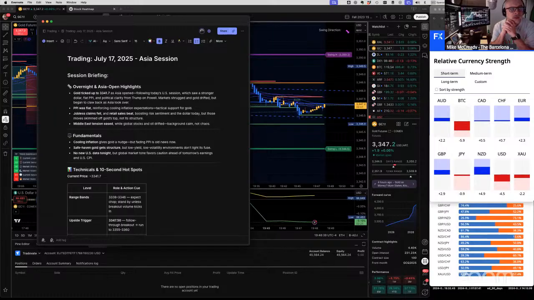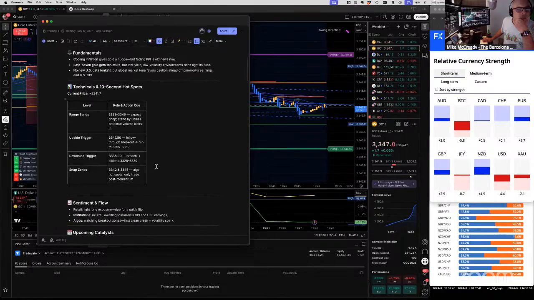Middle East tensions eased while global stocks and oil drifted. Background calm, not chaos. Cooling inflation gives gold a nudge. Safe haven gold gets structure. No U.S. data tonight, but global market tone favors caution ahead of tomorrow's earnings and U.S. CPI. CPI tomorrow, right?